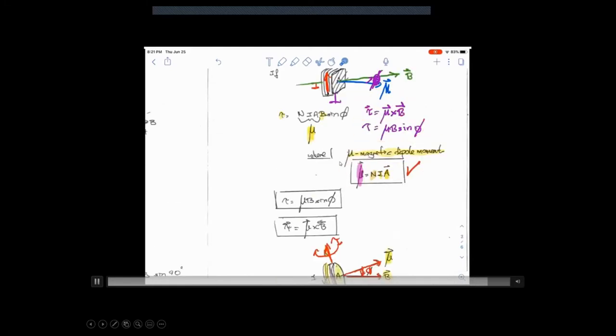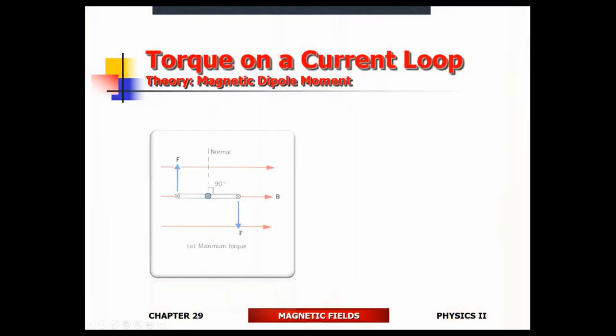Okay, so it would be a single spin, half a spin, quarter of a spin, whatever. So this is not going to keep spinning unless we could do something with it. So how do we get things to spin? All right, so the normal represents the direction of the area vector, or with our new definitions, the direction of the magnetic dipole moment. So notice that the magnetic dipole moment is 90 degrees to the external magnetic field.